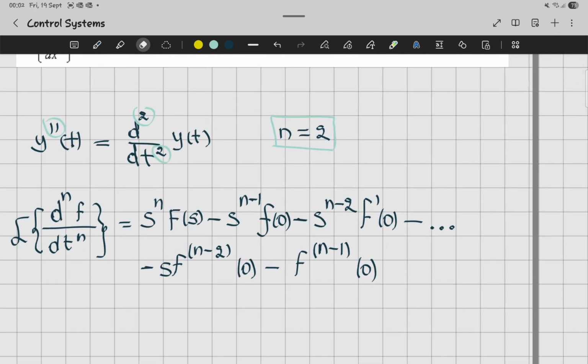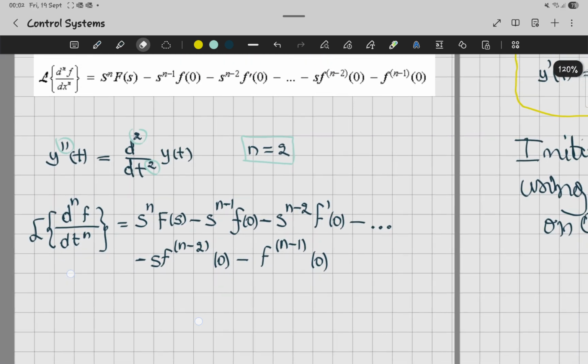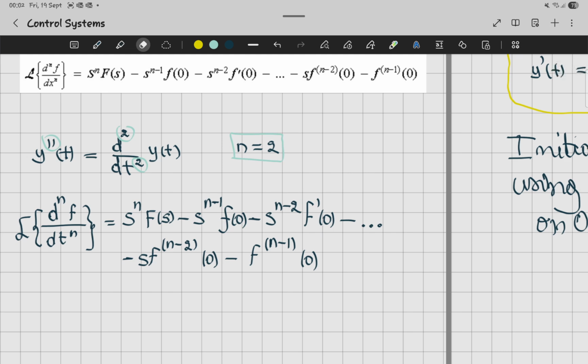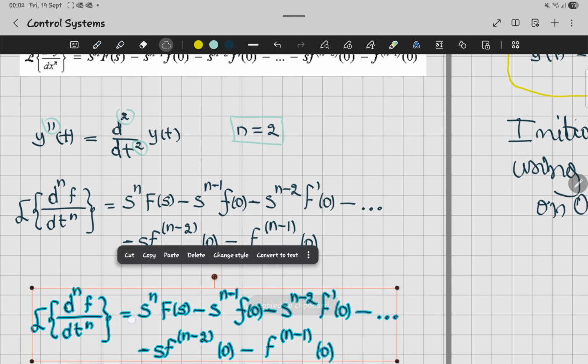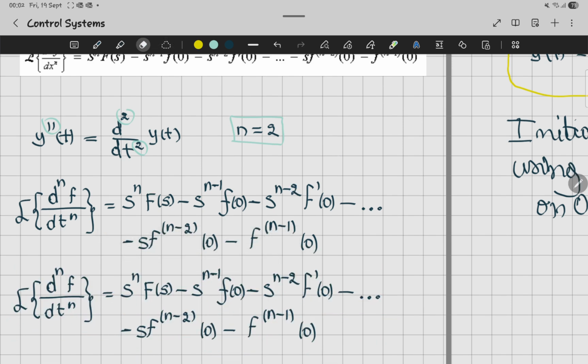What we're going to do is replace the value of n. Let's try when n equals 2. I'm going to write this equation and replace the value of n. So where is n? n equals 2, so I'm going to have 2 in each place. Okay, so I have something like this.